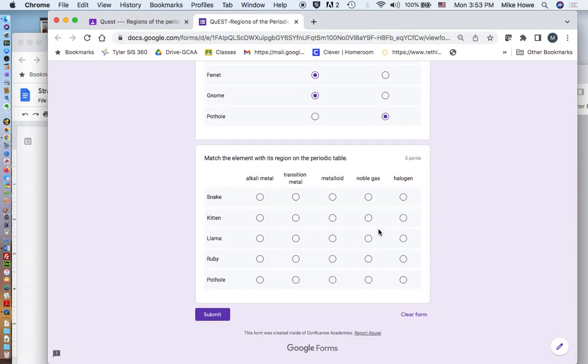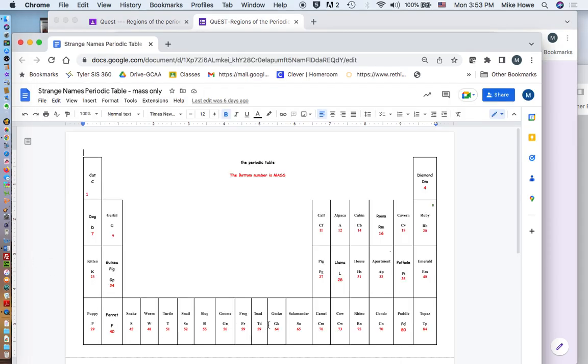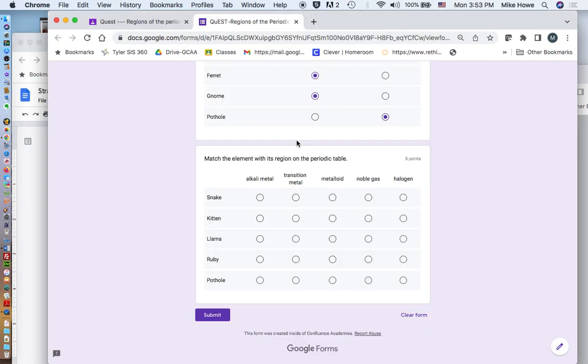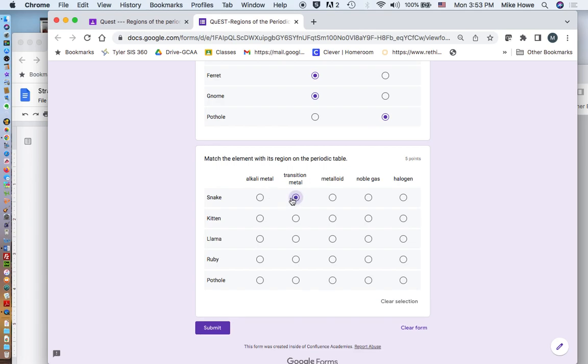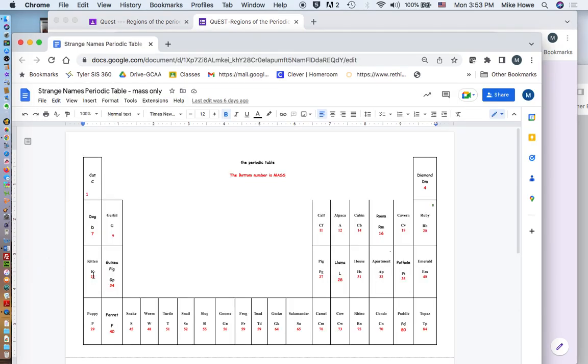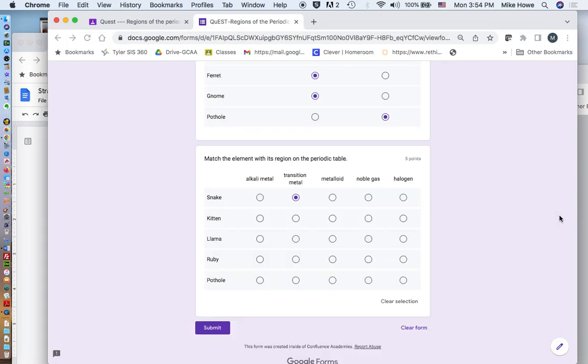So that brings us now down to matching these guys up. So snake is right there. It's in the scandium position, element number 21. So that would be a transition metal. Kitten, I know, is in the first column, so that would be an alkaline metal.